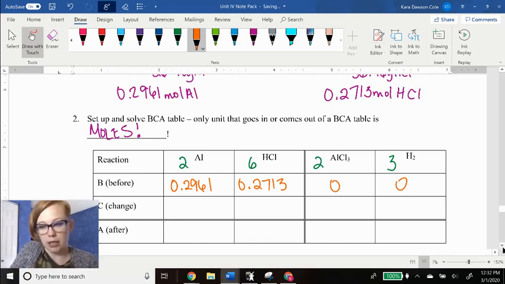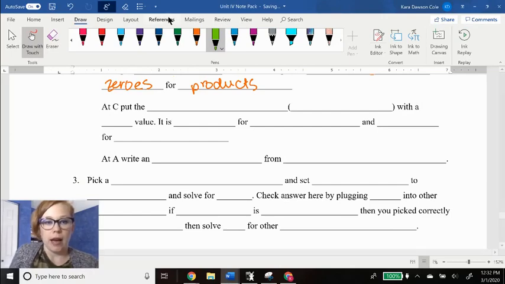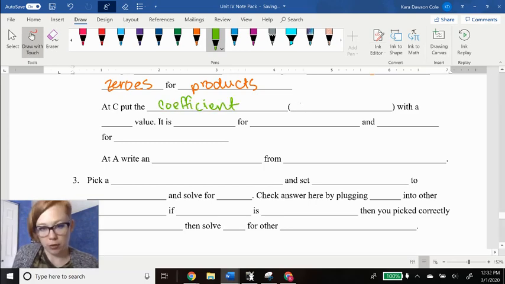So for C, at C, you are going to put the coefficient from the balanced chemical equation with an x value, just an x.